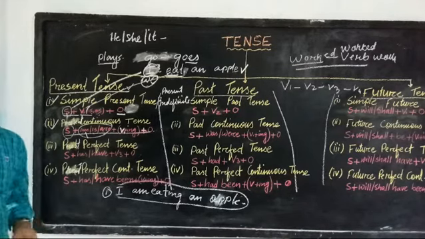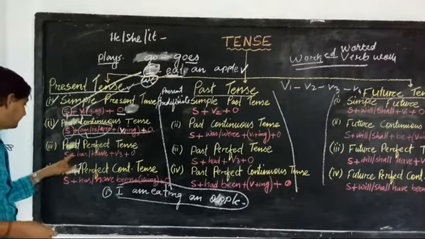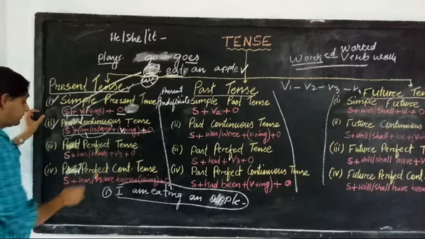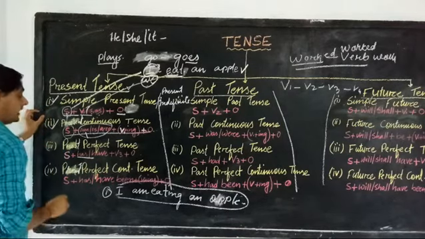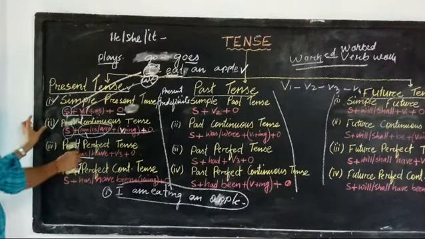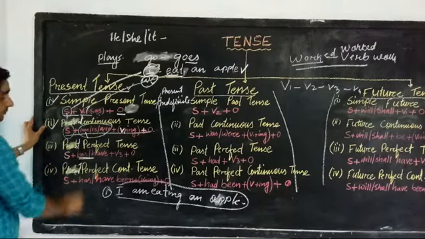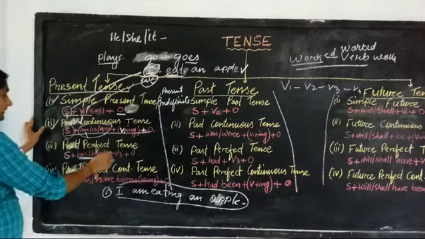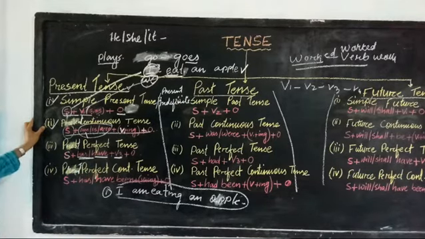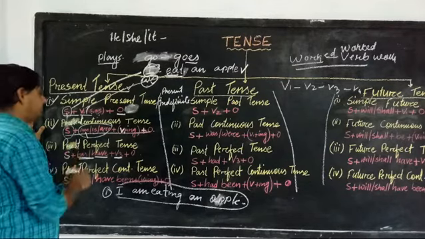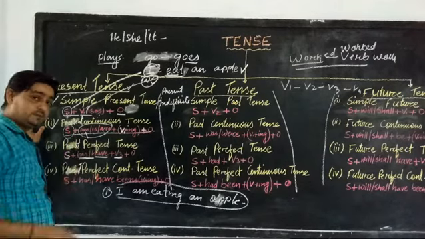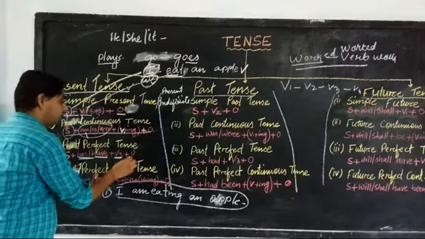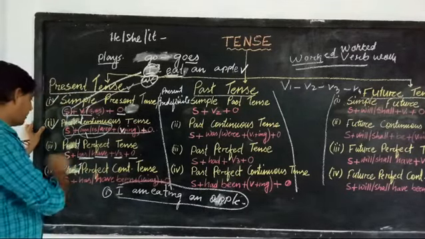Present perfect tense, you see what is there? Subject. Then what helping verb will we use? Has or have. Here also, whenever the subject is singular, then we will use has. Whenever the subject is plural, then we will use have. Then the verb will come. The third form of the verb will come in the present perfect tense. Then the last word is object.